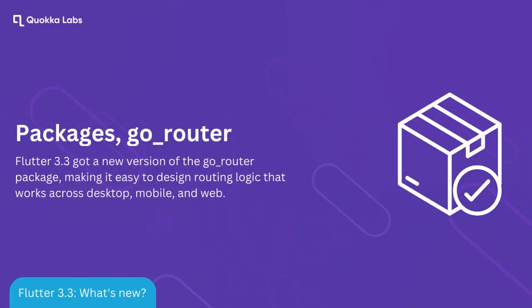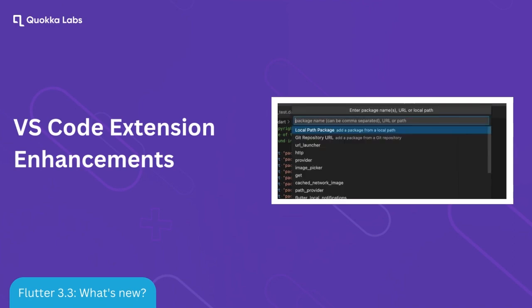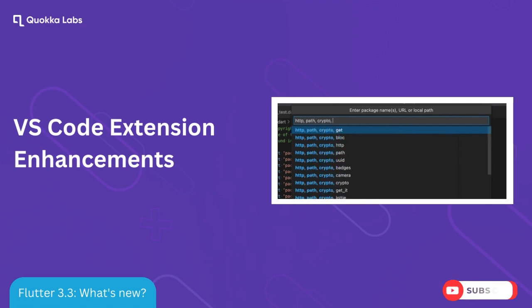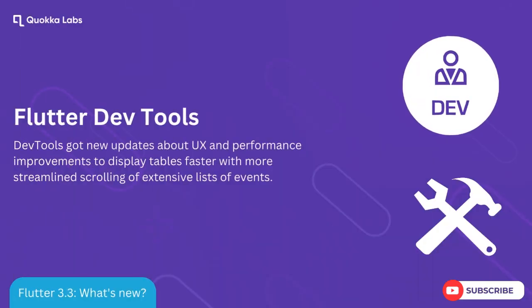The new update is about package Go Router. Flutter 3.3 got a new version of Go Router package, making it easy to design routing logic that works across desktop, mobile and web. VS Code extension and enhancement. There are new updates including improvements for adding dependencies and adding multiple and comma separated dependencies in one step with Dart add dependency.